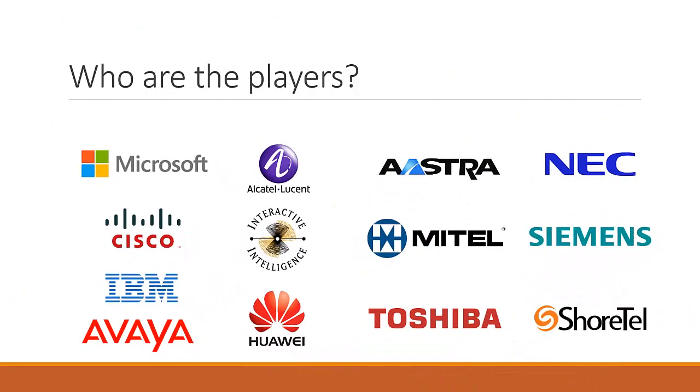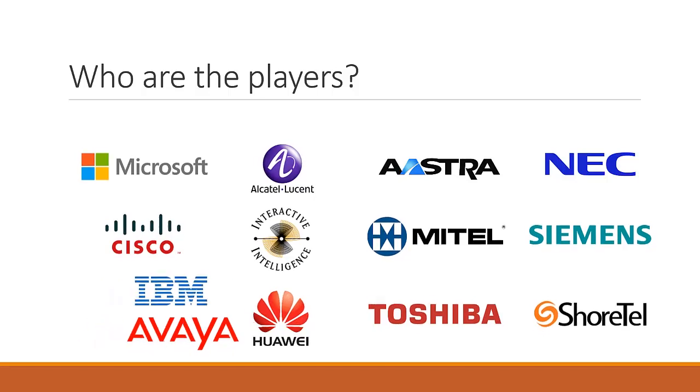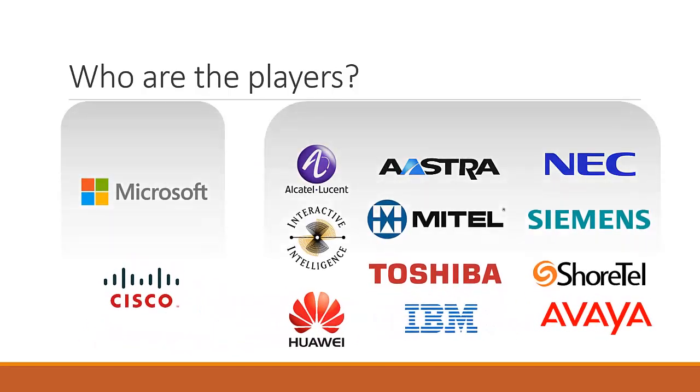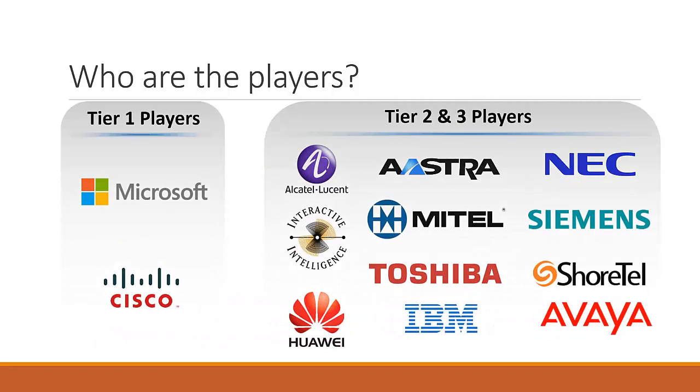You can see there are a bunch of players in the UC space. Now, not all these companies have fully baked and comprehensive UC solutions. In fact, over the past 5 to 10 years, a pretty big gap has developed between them. Today, these companies can be broken down into 2 groups, the Tier 1 players, which include Microsoft and Cisco, and the Tier 2 and 3 players, which include everyone else.